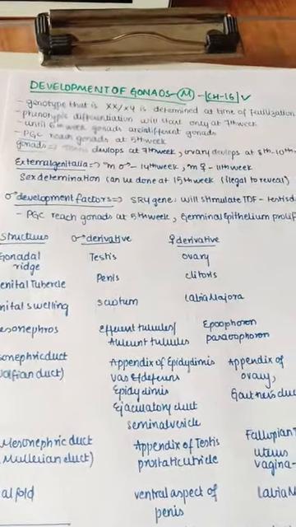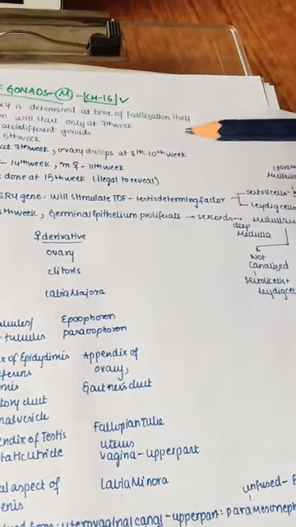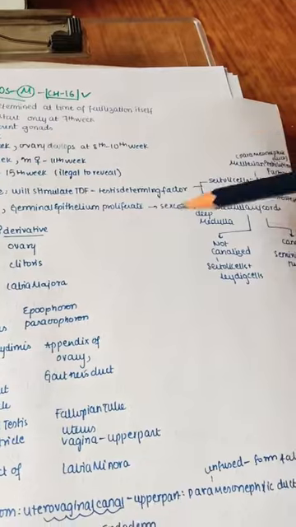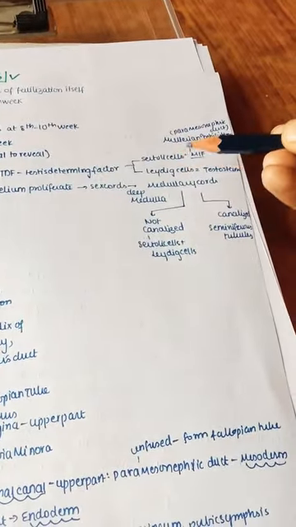And the male development factors are mainly by the SRY gene, which will stimulate the TDF. What is this? That is the testis determining factor. So this testis determining factor produces two types of cells, that is Sertoli cells and Leydig cells.